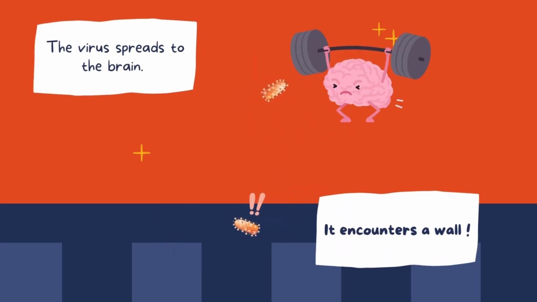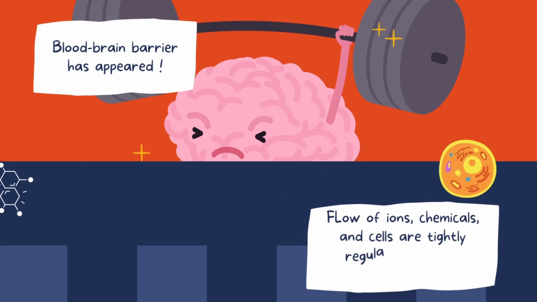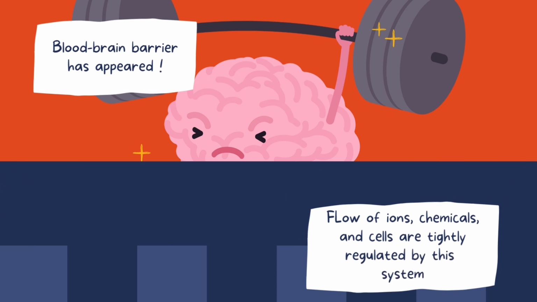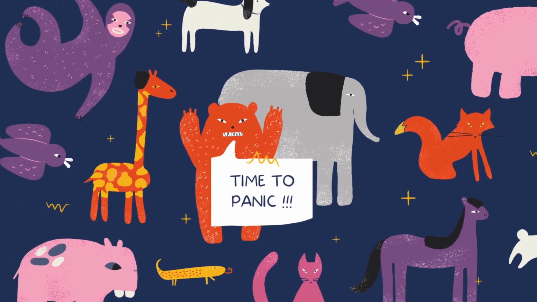The human brain has a protective barrier called the blood-brain barrier. The flow of ions, chemicals, and cells between the blood and the tissues of the brain is tightly regulated by this system. This exact regulation of the environment within the central nervous system protects neural tissues against toxins and infections while supporting normal neuronal function. Furthermore, it prevents the brain from absorbing most drugs, and because of these characteristics, once the rabies virus has infected the brain, it becomes untreatable because drugs cannot pass through.